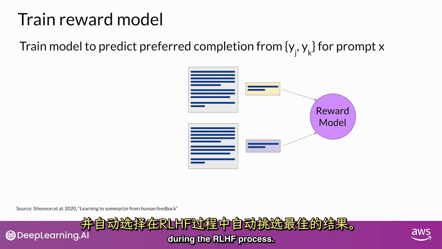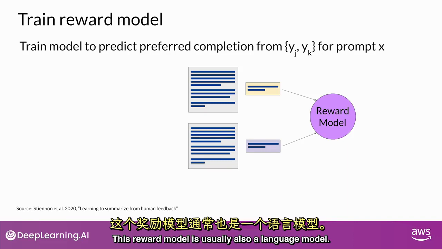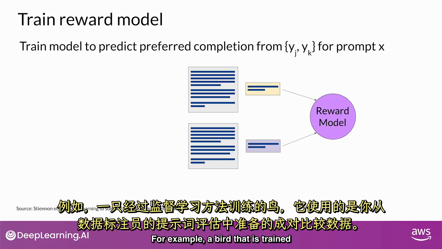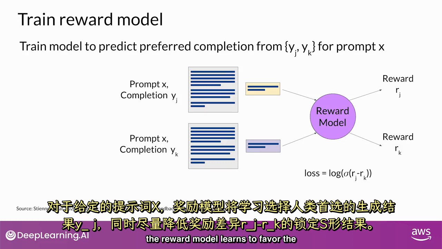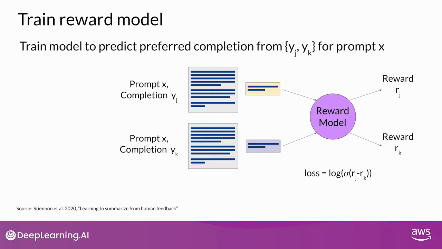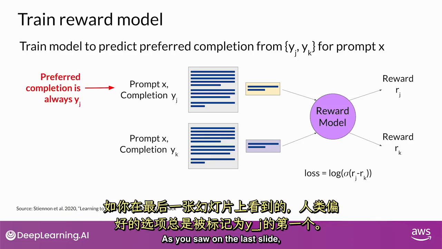RLHF process. This reward model is usually also a language model, for example, BERT, that is trained using supervised learning methods on the pairwise comparison data that you prepared from the human labeler's assessment of the prompts. For a given prompt X, the reward model learns to favor the human-preferred completion, Y sub j, while minimizing the log sigmoid of the reward difference, R sub j minus R sub k. As you saw on the last slide, the human-preferred option is always the first one, labeled Y sub j.